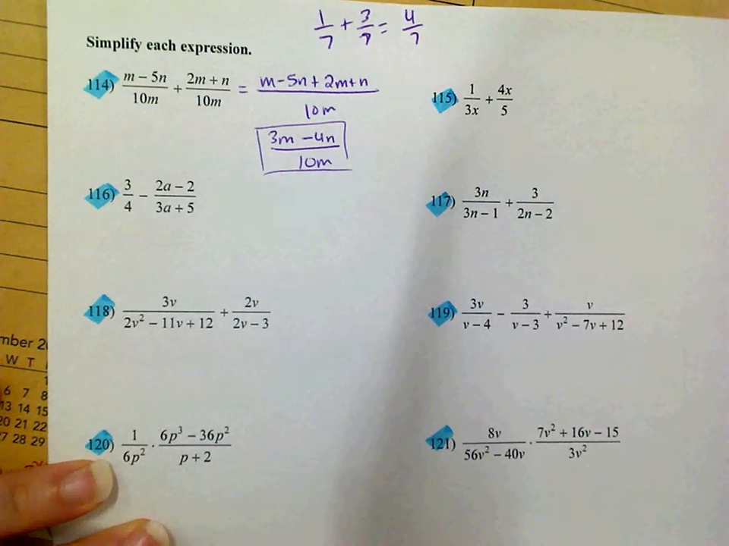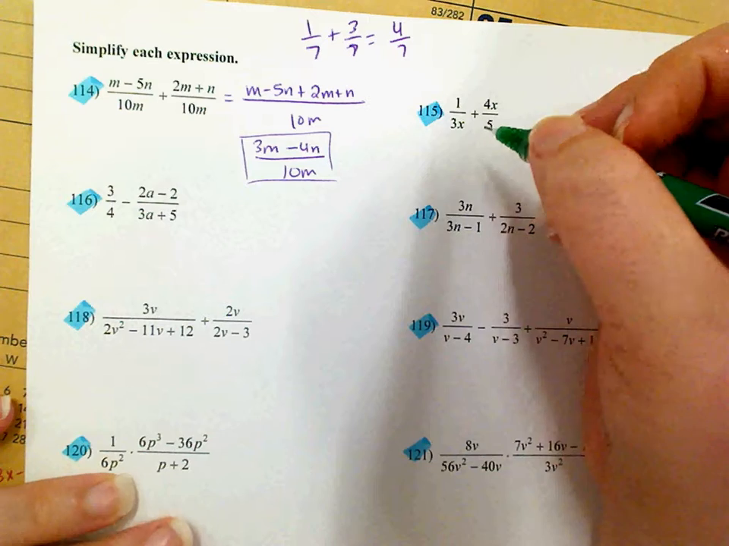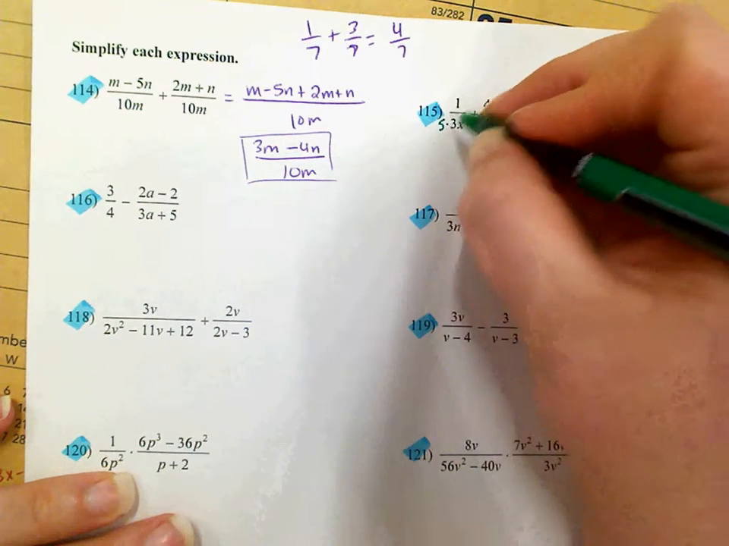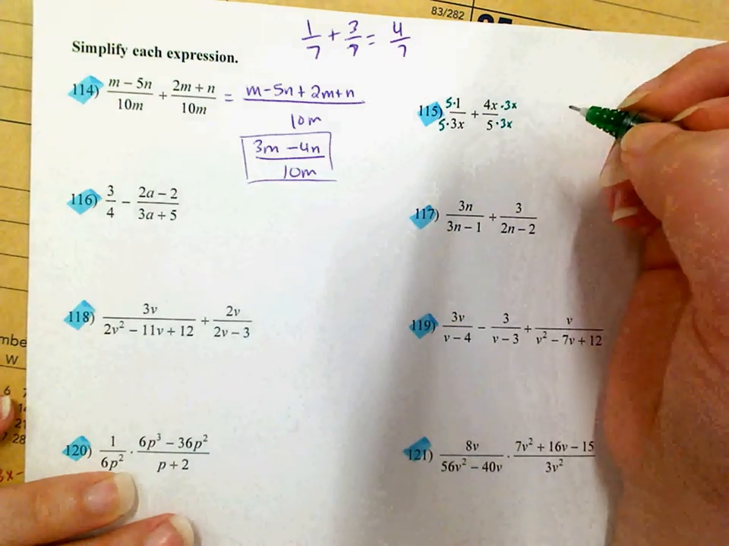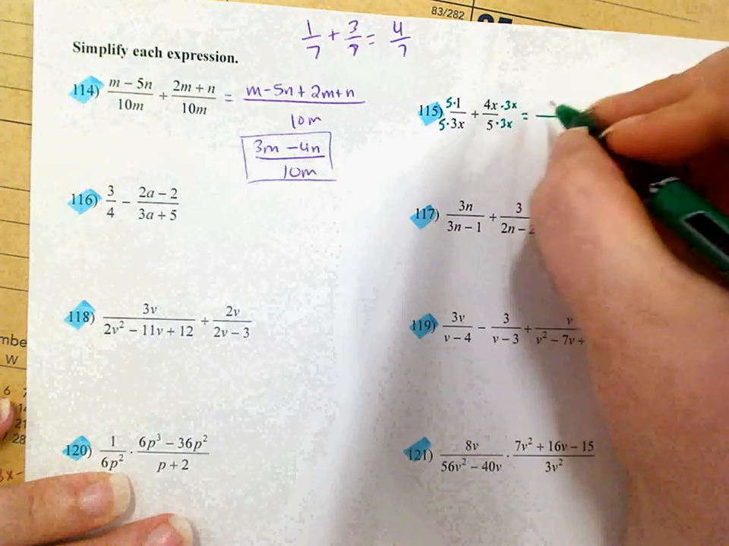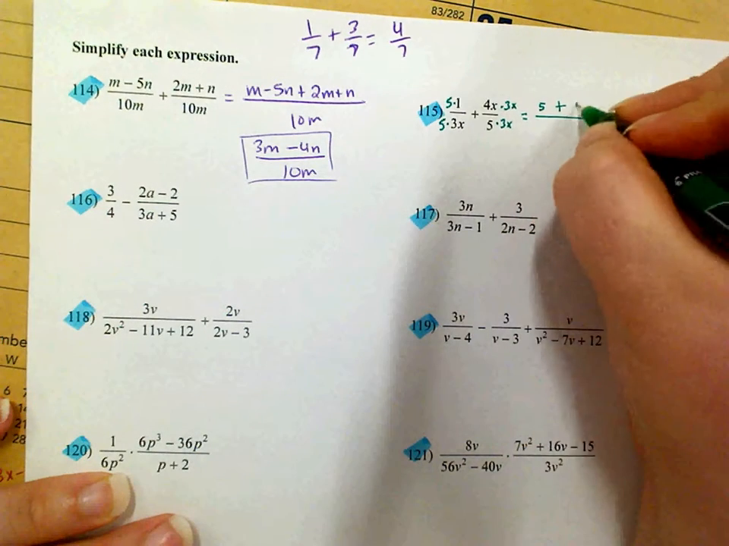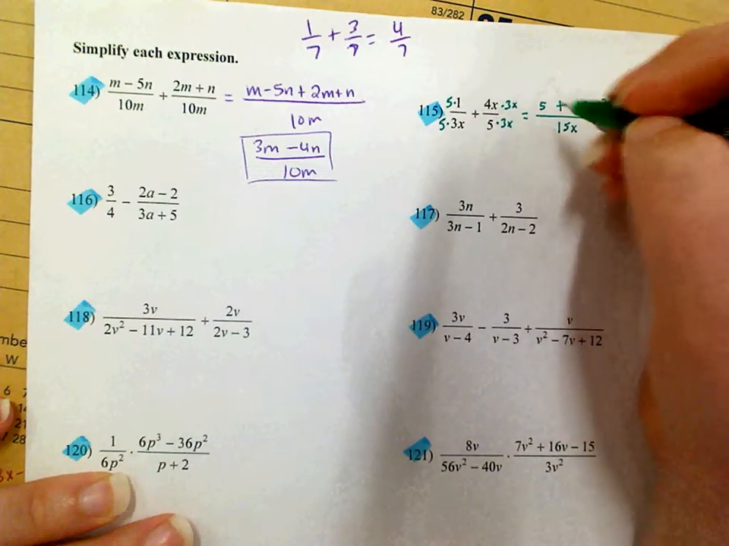Now, number 115, 3x and 5 are my denominators. They have nothing in common, so they need each other. So if I multiply this by 5 and I multiply this by 3x on top and bottom, then I have a common denominator. So I'm really just dealing with 5 plus 12x squared over the common denominator 15x, and there's nothing I can do to simplify, so that's my answer.